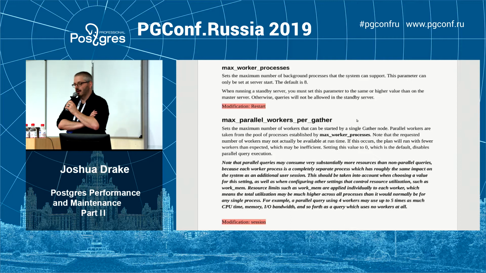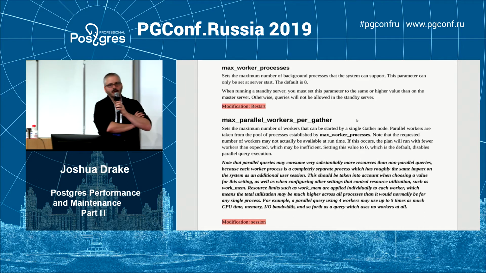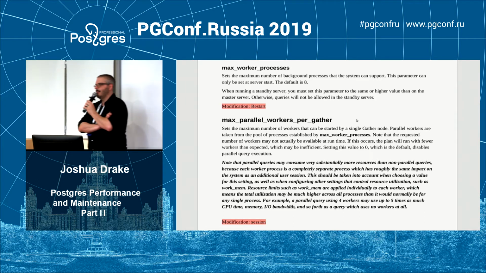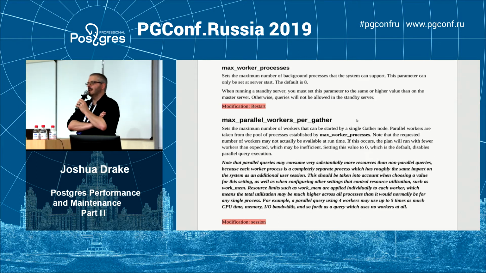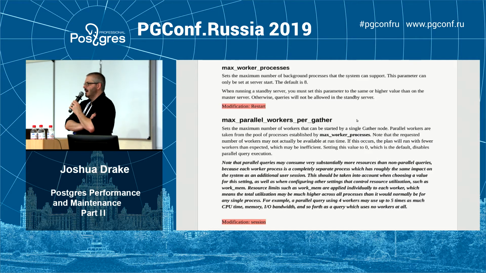Setting this value to 0, which is the default, disables parallel query execution. I don't recommend 0 on 10 or 11. On 9.6, it still may make sense because parallel query is relatively limited in 9.6, but it is not in 10 and especially not in 11.